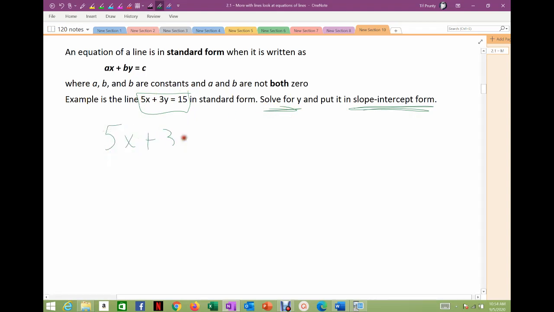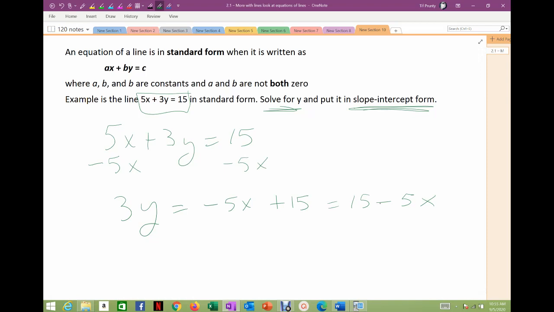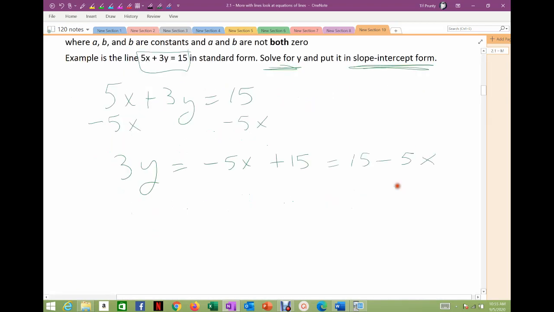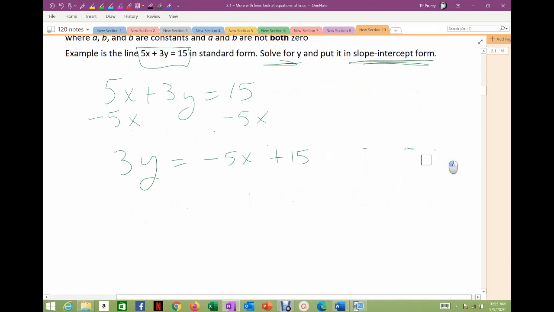Alright, so 5x plus 3y equals 15. First thing, move the x term over. So I'm going to subtract 5x. So I've got 3y left over here. I've got negative 5x plus 15. Those aren't like terms, so they're separate. So it's just negative 5x plus the constant 15. And if you write it the other way around, 15 minus 5x, that's fine too. It's equivalent. Either form is fine. We just tend to write it x first, constant second. It really doesn't matter in the grand scheme of things, but I will leave it in the y equals mx plus b order because that's the version I want.